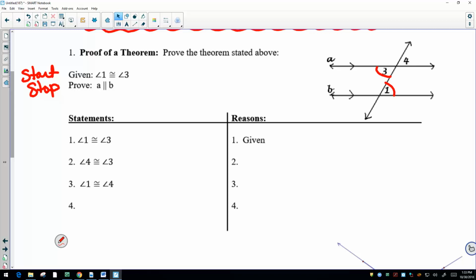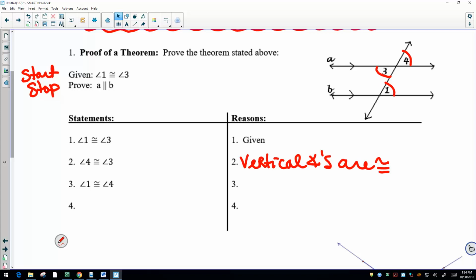So what you need to do is state other pieces of information that are true right now without the lines needing to be parallel. So for instance, in line 2, it's already told to us that angle 4 and angle 3 are congruent. If I look up at the picture, here's angle 4, here's angle 3. Well, I can see they're vertical angles. So the reason for saying 4 is congruent to 3 is that vertical angles are congruent. They're always congruent. I can tell you that no matter if I have parallel lines or not.